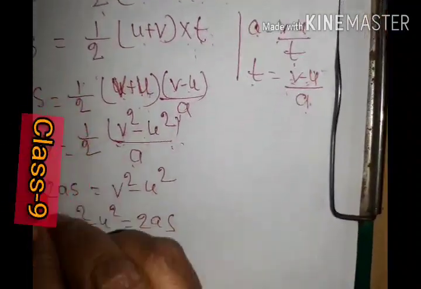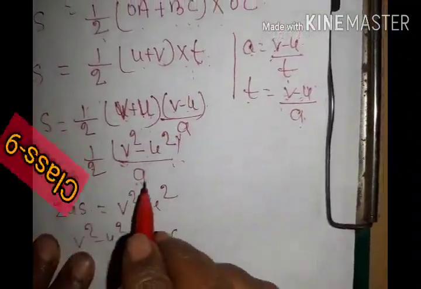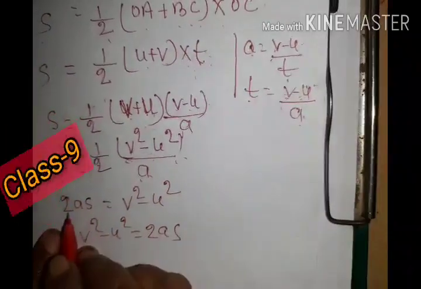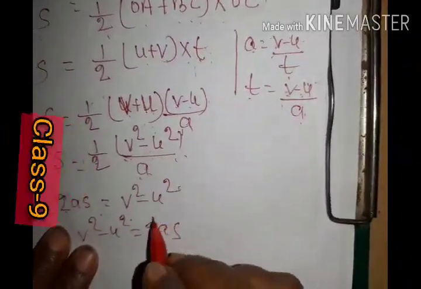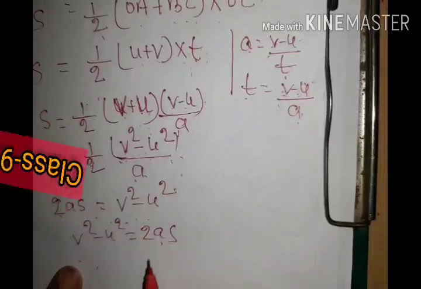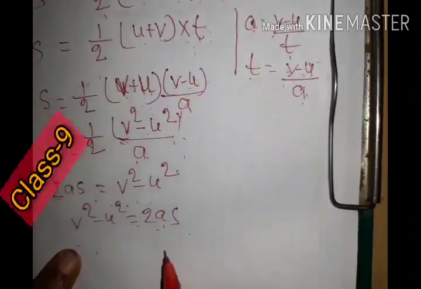So S multiplied by 2a, 2as, is v square minus u square. So v square minus u square is equal to 2as. Proved.